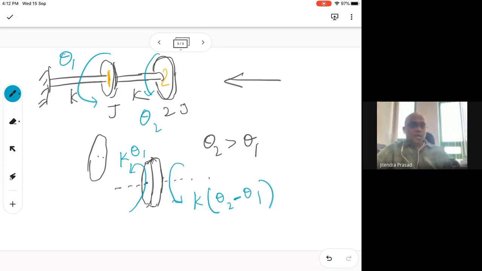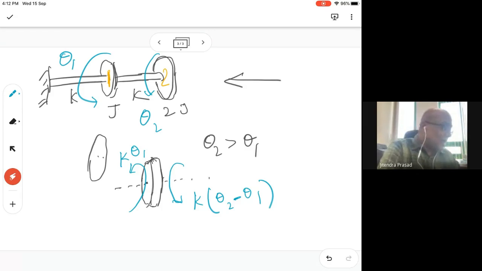Okay. So here, we are looking from this side, θ2 here, θ1 here. θ2 is greater than θ1 because the net effect is this: θ2 minus θ1 is anti-clockwise, and hence there is a force acting on it anti-clockwise, which is k(θ2 minus θ1). If you see here, you have rotated it anti-clockwise, and this shaft will resist the movement, and the force which will apply on this will be clockwise.